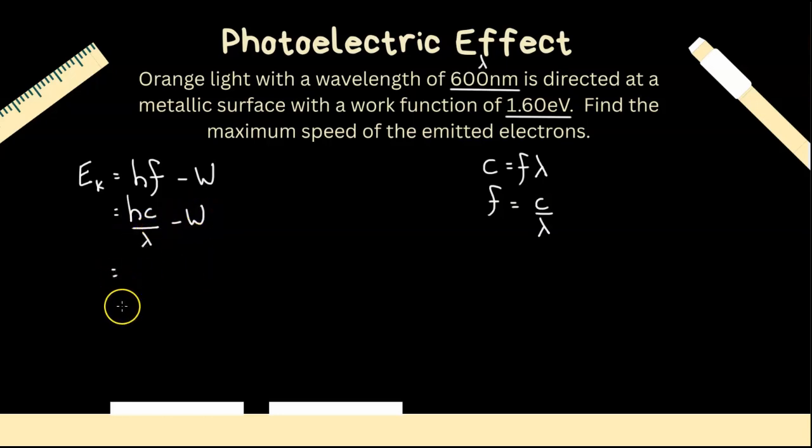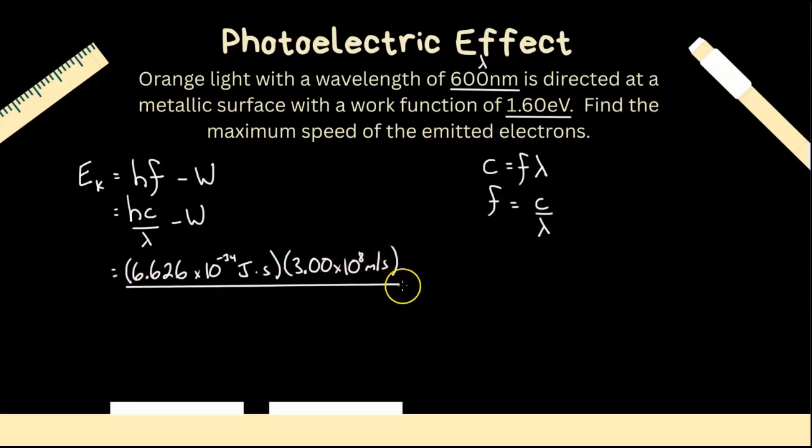So let's put in our values so that we can figure out the kinetic energy of these ejected electrons. We have Planck's constant, which is 6.626 times 10 to the minus 34 joule seconds, multiplied by the speed of light in a vacuum, 3 times 10 to the 8 meters per second, all divided by our wavelength. But we have to convert this back into meters, so this is going to be 6 times 10 to the minus 7 meters.